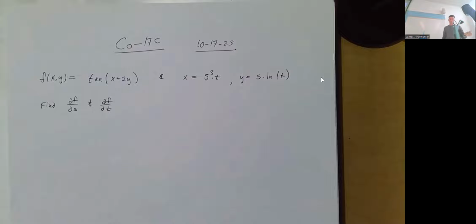Notice I am writing partials because if we were to write f as a function of both s and t, it would be a function of one variable, meaning when you take its derivative with respect to any variable, it's going to be a partial derivative.